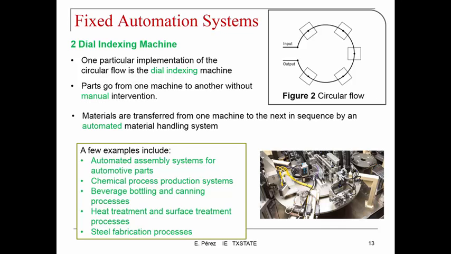So parts go from one machine to another without manual intervention, and the materials are transferred from one machine to the next in sequence by an automated material handling system. In this case, the material handling system is going to be this plate that moves around. A few examples include automated assembly systems for automotive parts, chemical process production systems, beverage bottling and canning processes such as Coca-Cola and Pepsi, heat transfer and surface treatment processes, and steel fabrication processes.